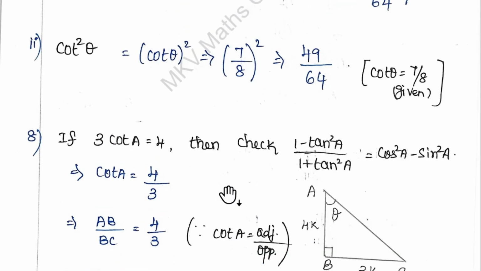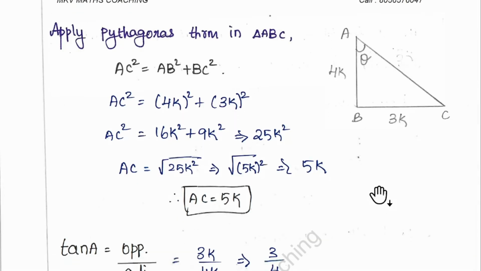And after doing this, what you need to check is if LHS equal to RHS. For finding LHS you need tan A. For finding RHS you need cos A and sin A, right? So what is tan A? So this we got AC as 5k, right? So tan A will be opposite by adjacent. So 3 by 4 you will get, right?